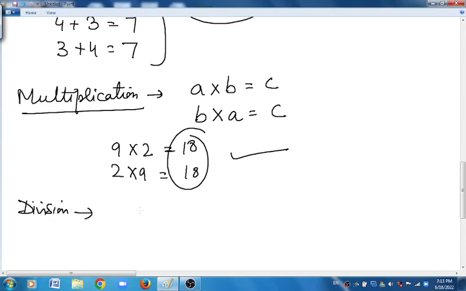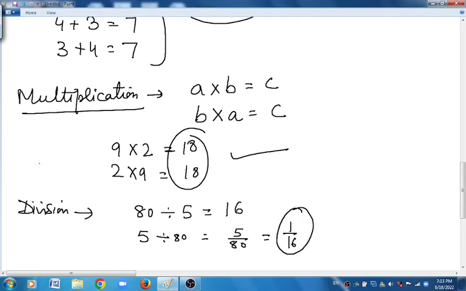According to division, if I am dividing 80 divided by 5, what should be the answer? If I am dividing 80 by 5, the answer should be 16. Can I reverse the order? Can I divide 5 by 80? Will I get the same answer? No, it will be in fractions. So it is not a whole number. So we can say division is not commutative.